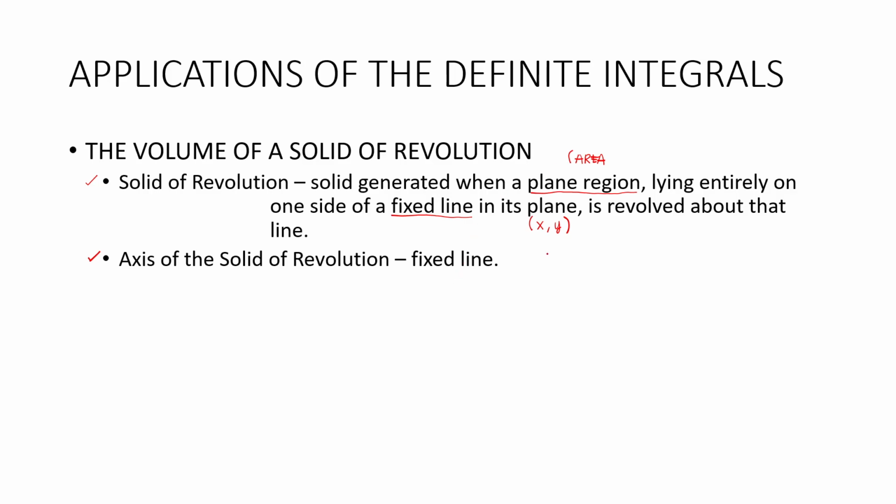I think it's easy to understand. So for a solid of revolution, a certain area is rotated about a fixed line, and that fixed line is called the axis of the solid of revolution, or the axis of rotation.